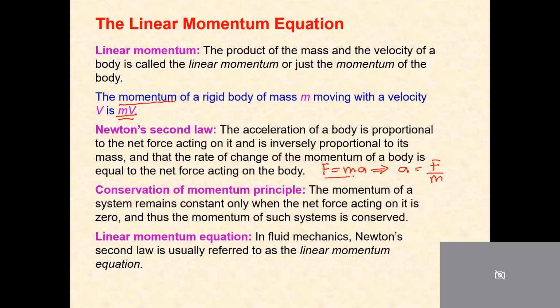So if we go back, F equals ma, and a, as we know, is the rate of change of velocity. If we rewrite this, what you get is d(mv)/dt. So it is the rate of change of momentum with respect to time.